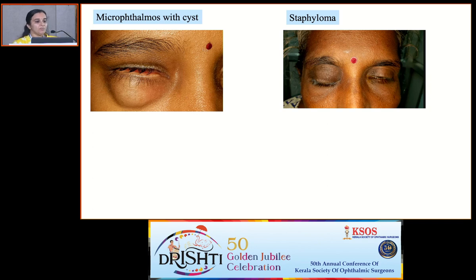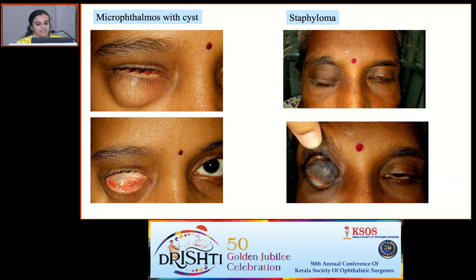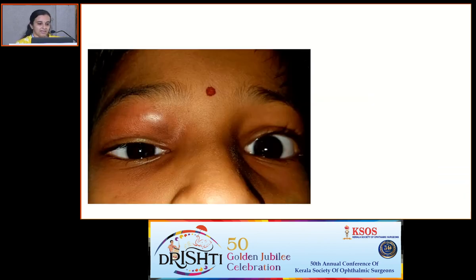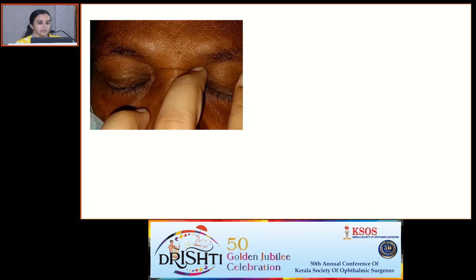Sometimes the underlying globe itself protrudes and presents as a lid swelling, as in this case of microphthalmos with cyst or a case of staphyloma like this. This is a case of a 7-year-old child with upper lid swelling, and there was a minimal limitation of elevation, so I sent for imaging, and that turned out to be a frontal lobe intraparenchymal abscess. So the child was immediately referred to a neurosurgeon.